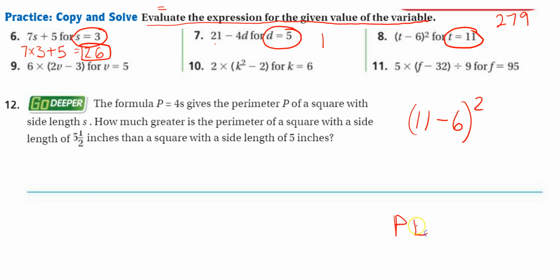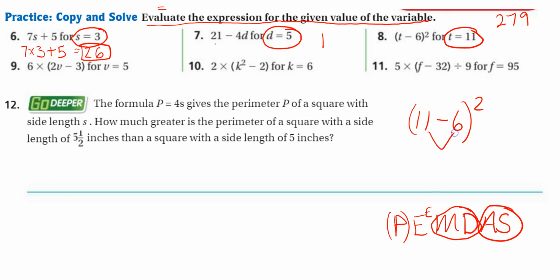Remember, order of operations, please excuse my dear Aunt Sally, says parentheses first, then exponents. Multiplication and division are tied. Adding and subtracting are tied. So we got to do inside these parentheses first. 11 take away 6 is 5, and then that 2 gets stuck onto the 5. So 5 squared just means 5 times 5, and 5 times 5 is 25 as my final answer.